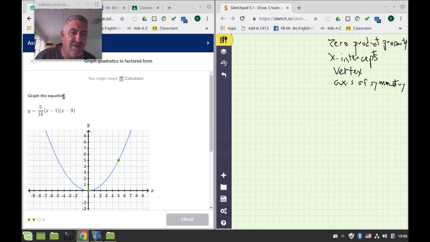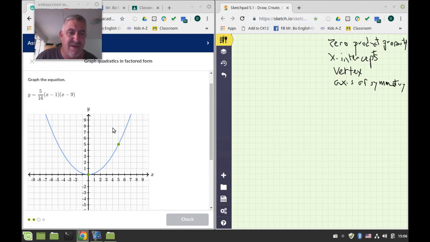Okay, so let's look at our first question over here. It says graph the equation, so it has the Khan Academy graph method. And what is the equation? The equation is y equals 5/16 times (x minus 1) times (x minus 9). And this is where we start looking at the coefficient here, and it's going to do some things to our parabola that we haven't seen before. So we're going to look at the zero product property to find the x-intercepts. I want to set y equals 0 to find the x-intercepts.